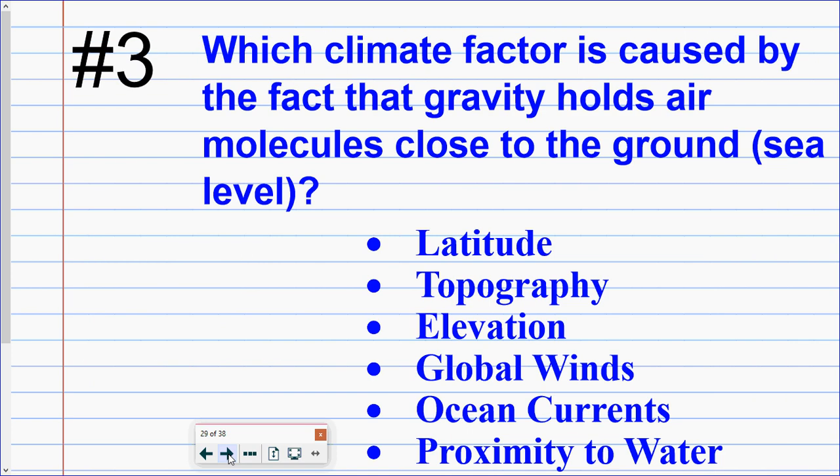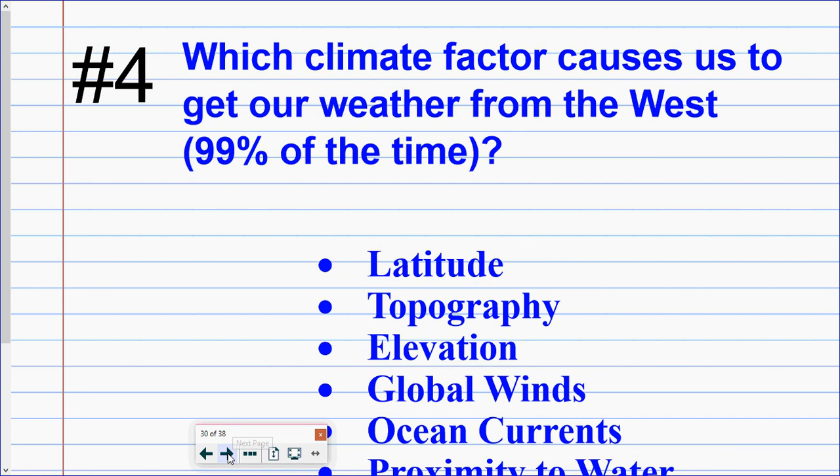Which climate factor is caused by the fact that the gravity holds air molecules close to the ground? That would be elevation. And so remember, as you go up in elevation, that means the air is actually going to be thinner and less able to hold heat.